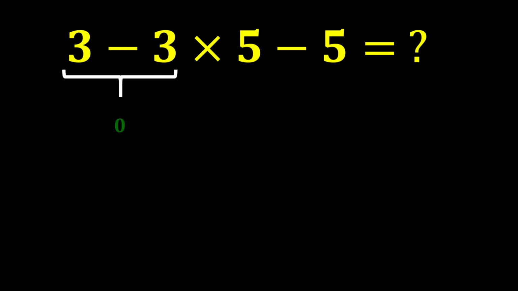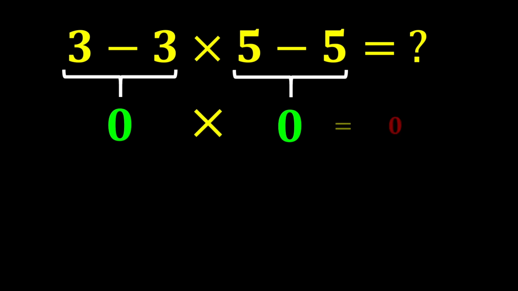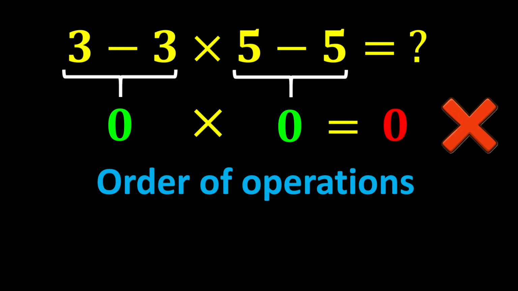3 minus 3 gives us 0, and 5 minus 5 again gives us 0, in the end, 0 times 0 gives us 0. But this answer is not correct because we did not follow one of the most important rules in mathematics called the order of operations. The order of operations tells us that when we face a mathematical expression, we cannot start solving it from anywhere we like. Instead, we must follow a specific order called the correct order of operations.